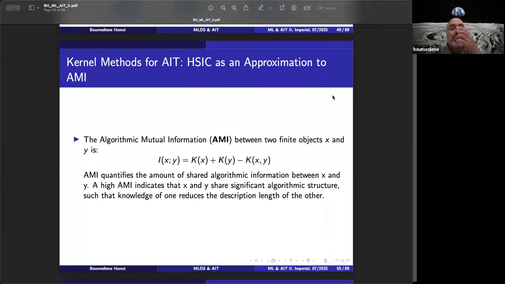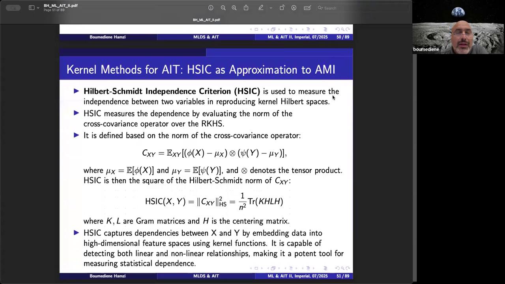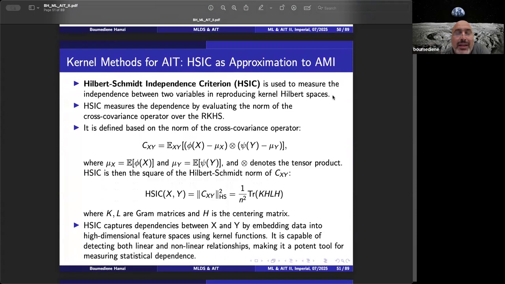Another direction for kernel methods for AIT is how HSIC, the Hilbert-Schmidt independence criterion, which is a measure of independence, can be viewed as an approximation to algorithmic mutual information. I think we heard that in one of the talks. Here we argued that by making an abstraction of some kernel objects, we can show that HSIC is an approximation to AMI. I think this is consistent with a discussion we had over lunch about MMD, and maybe there is a link that can be explored there.